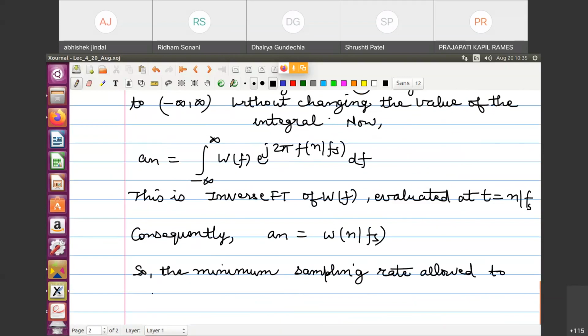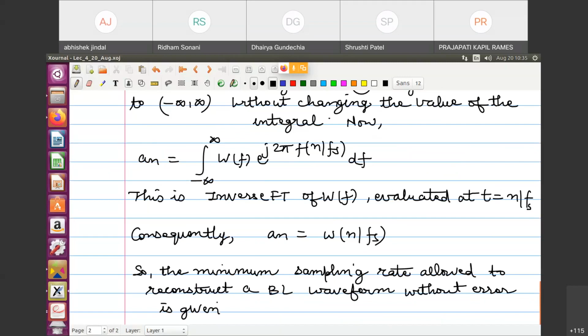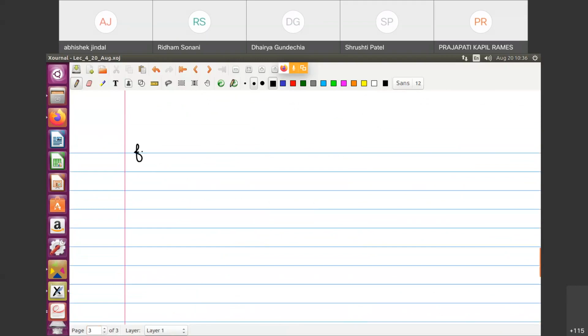So the minimum sampling rate allowed to reconstruct a band limited waveform without error is given by Fs minimum equal to 2B. This is called the Nyquist frequency. This we have already defined, but for the sake of completing this theorem, I am writing it. It is called the Nyquist frequency. Okay, so I think we are done with this.